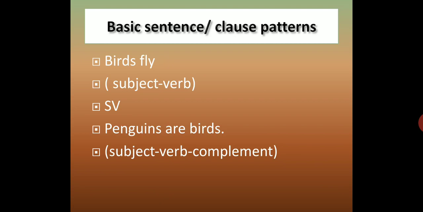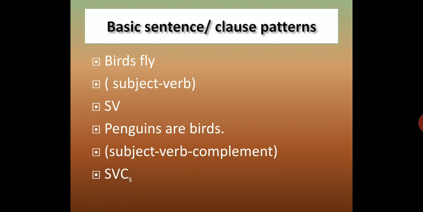And we use be to express a permanent or a temporary quality or a state. Like when you say, my father is old, or the weather was terrible, or in the previous example, penguins are birds, we are expressing a quality or a state. So here, are is a form of the basic verb be. So what is the sentence pattern? We call it an SVC pattern, or the subject verb complement pattern.